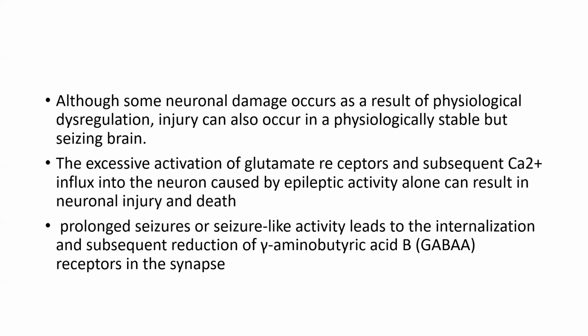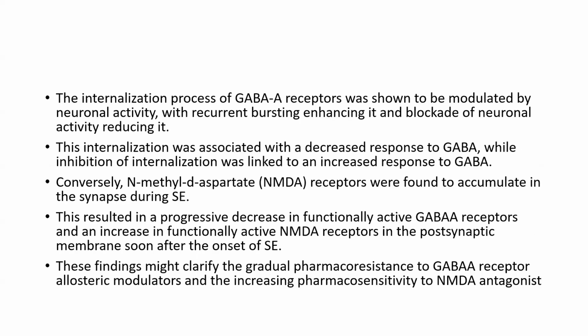Prolonged seizure and seizure-like activity lead to internalization and subsequent reduction of gamma aminobutyric acid A receptor in the synapse. The internalization process of GABA A receptor was shown to be modulated by neuronal activity, with recurrent bursting enhancing it and the blockage of neuronal activity reducing it. The internalization was associated with decreased response to GABA, while inhibition of internalization was linked to increased response to GABA.